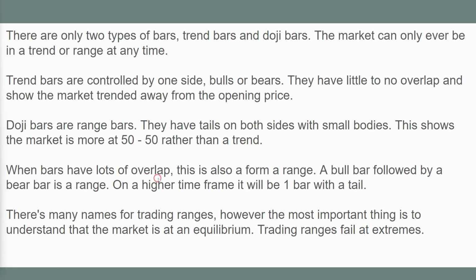When bars have lots of overlap, this is also a form of a range. A bull bar followed by a bear bar is a range. On a higher time frame, it will be one bar with a tail.